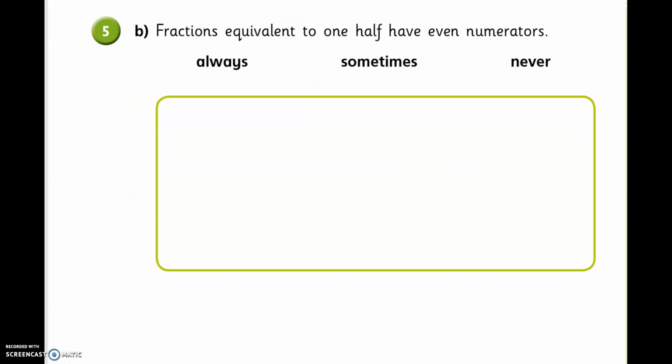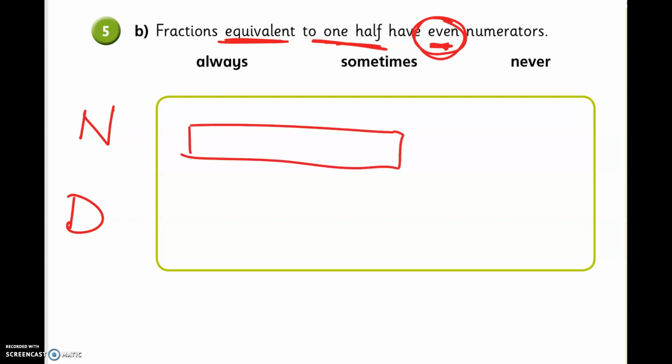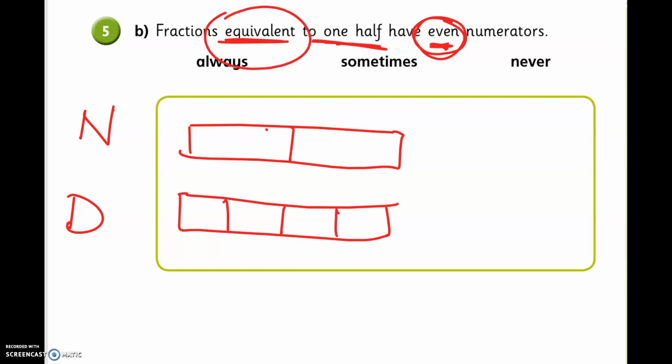Number 5, let's look at the statement on this one. Fractions equivalent to 1/2 have even numerators. Remember, a numerator is on the top, denominator in the bottom. So this is trying to tell us they always have even numerators if they are the same as a half. So let's draw a little bar of chocolate, and I'll divide it in half. I'm going to draw another bar of chocolate, and I'm going to divide it in half again, and this time I'm going to divide it in quarters. Now remember, equivalent, we have to shade in the equivalent.